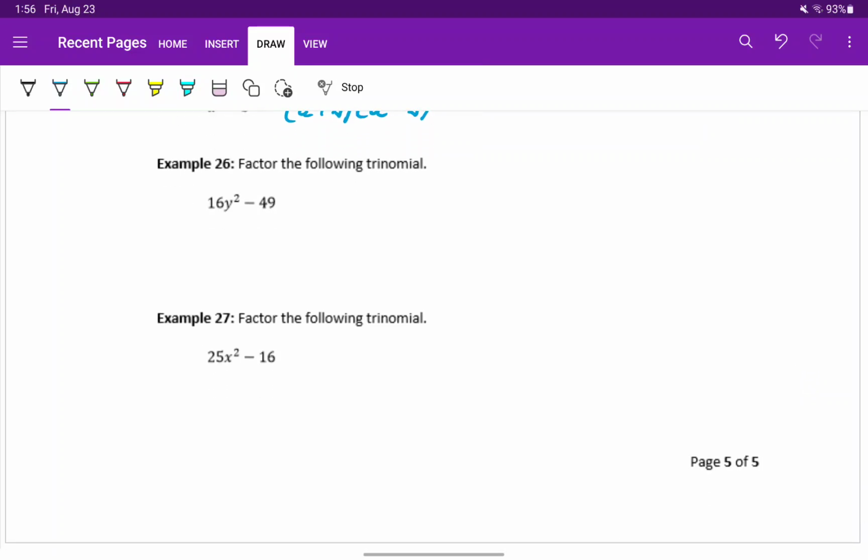In example 26, also got an error here. These are obviously binomials since we only have two terms. We want to factor the binomials in examples 26 and 27.